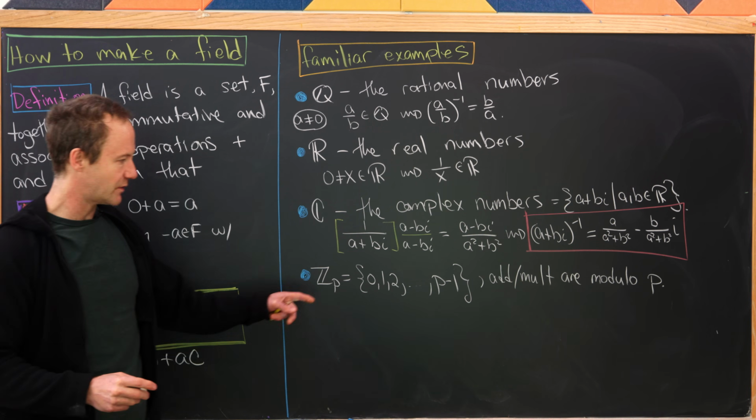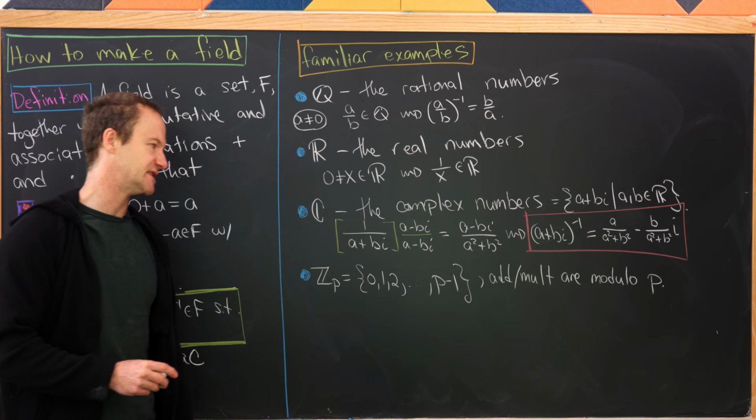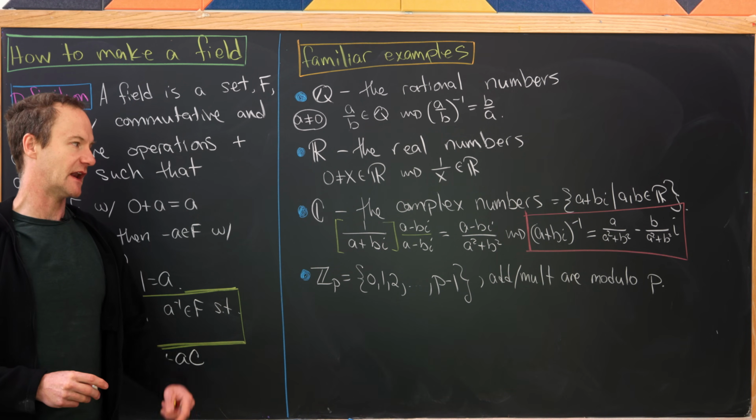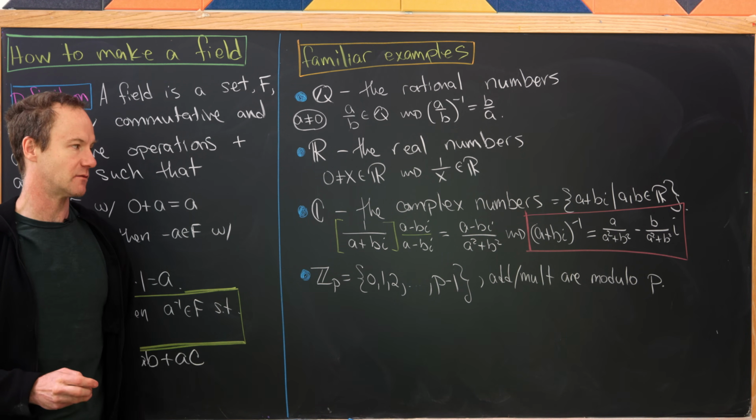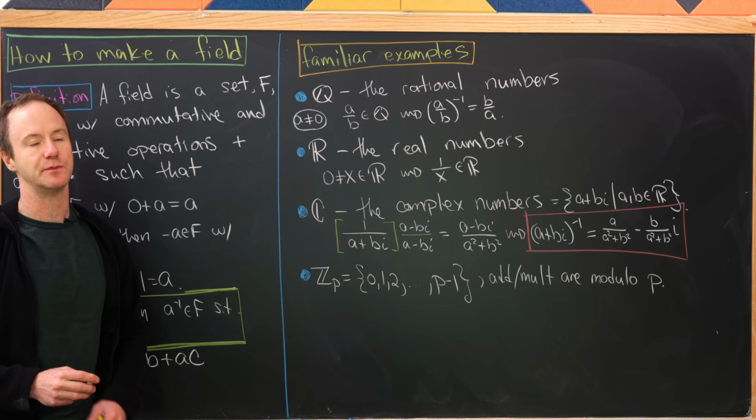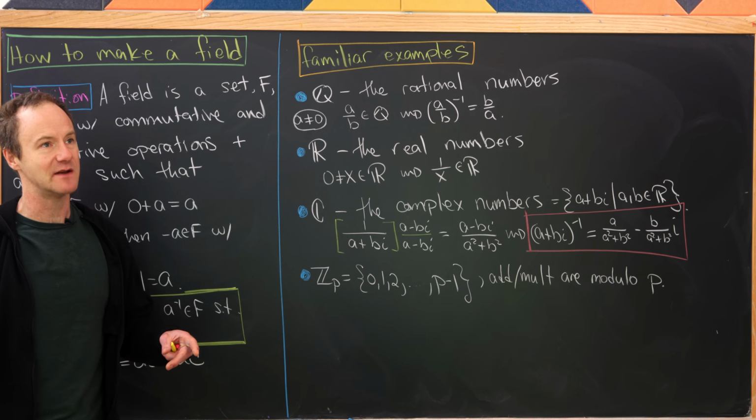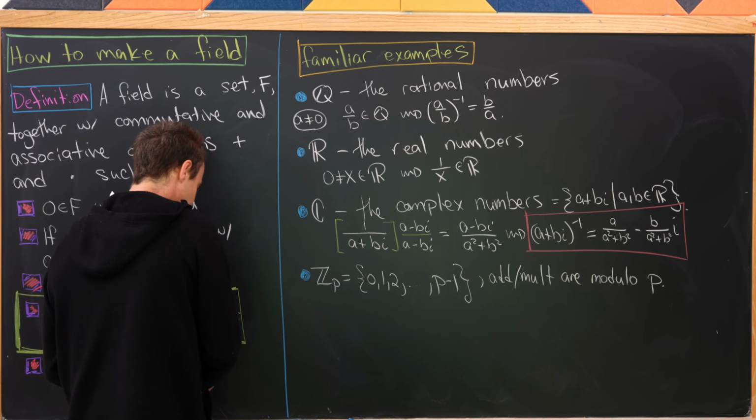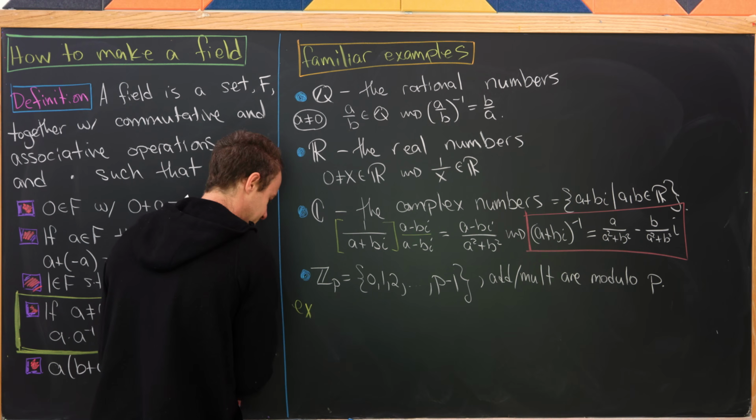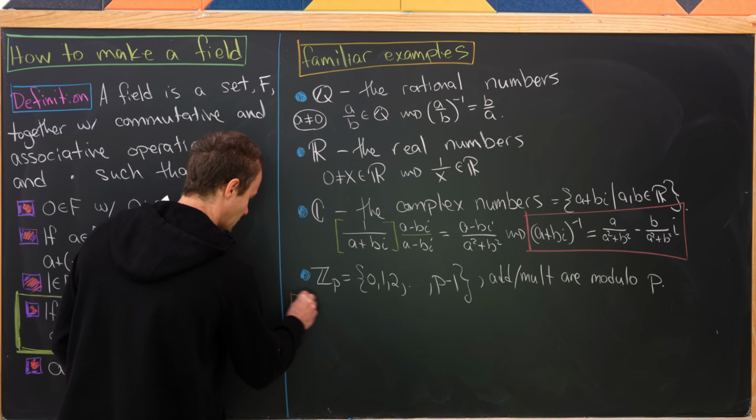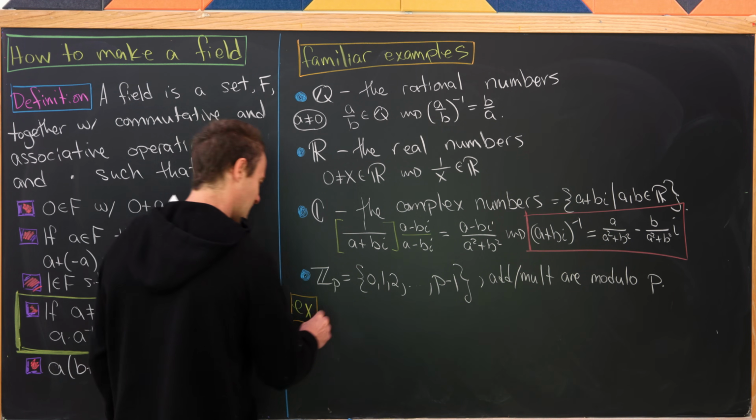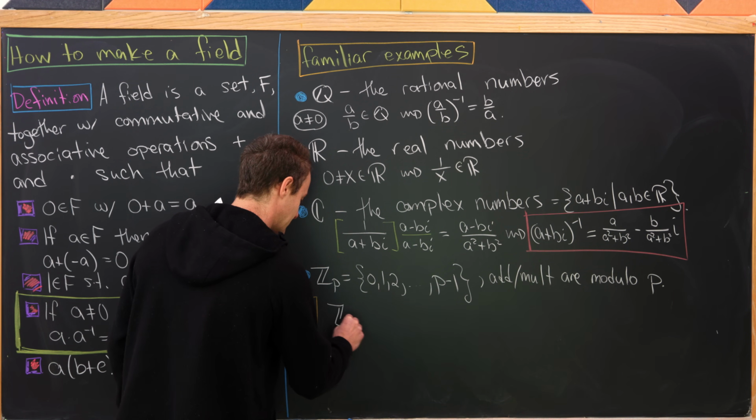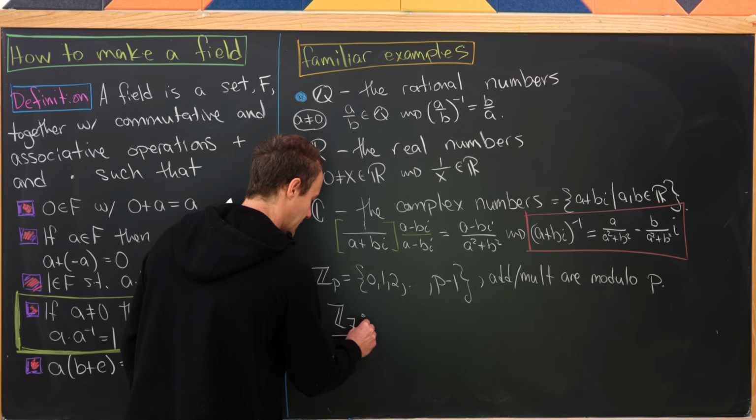So very simply, we can just take all of the numbers between 0 and p minus 1, and then our addition as well as our multiplication will be done modulo p. That means we divide by the prime and keep the remainder. So maybe as a simple example here to get an idea for how this works, let's look at, let's say, Z7. So 7 is a prime.